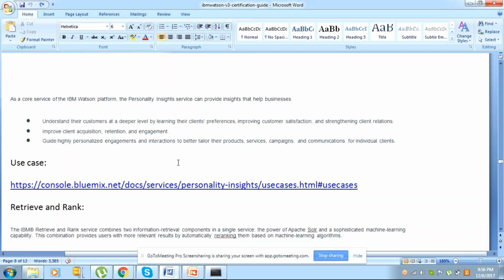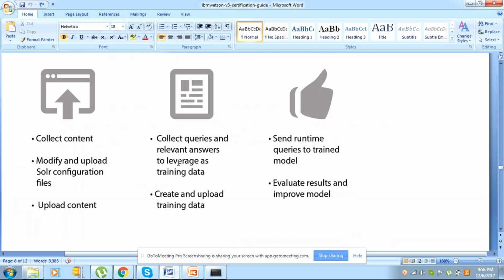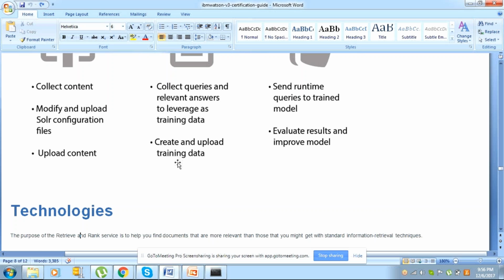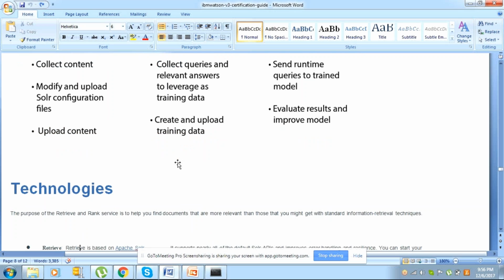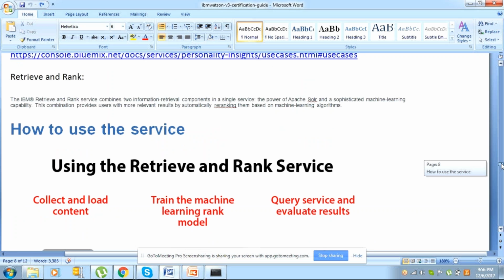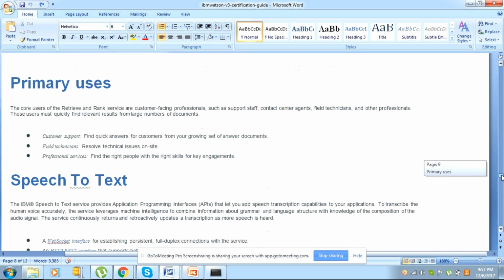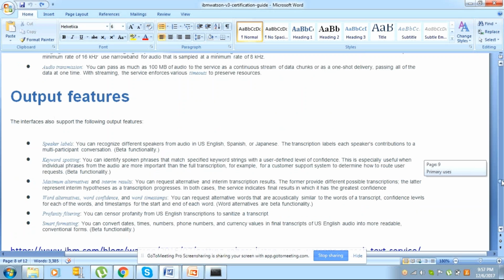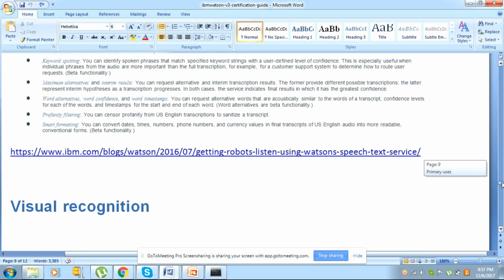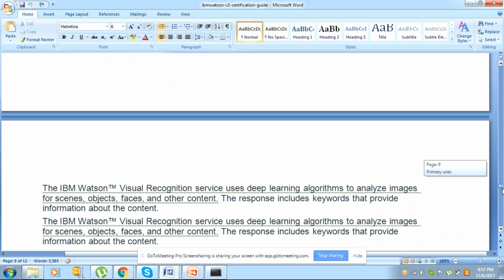Like tone analyzer, there are some ready-made things also to understand, like the UI on the IBM side, and if we run the command from our end, how it looks and what response we get. So we will try that in everything. This is what retrieve and rank is again. How to use the services: retrieve and rank, speech to text, input output, visual recognition. I explained earlier. These are all diagrammatically how we have to understand, and the steps.